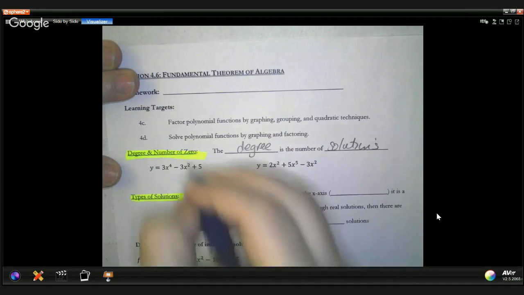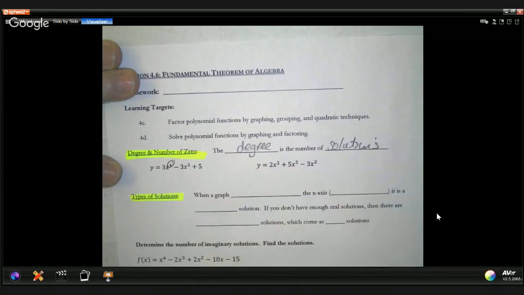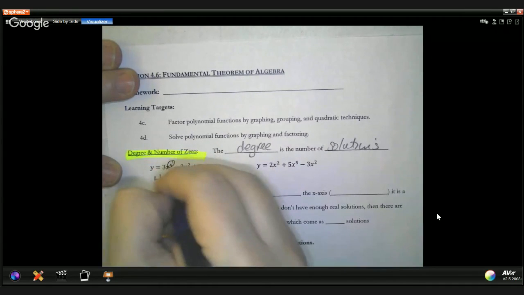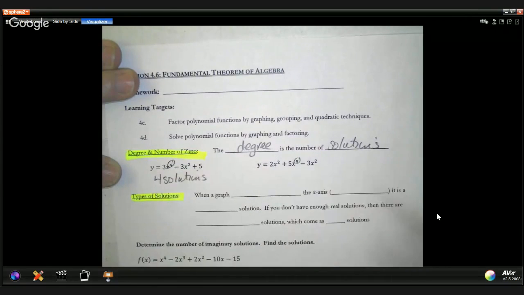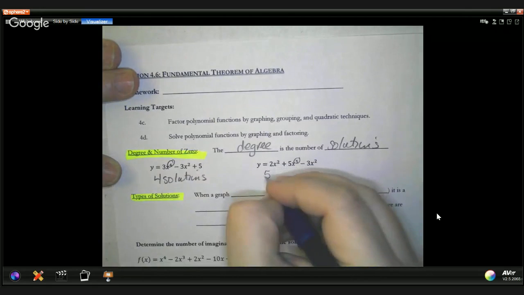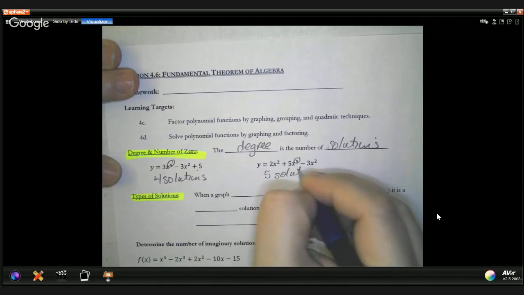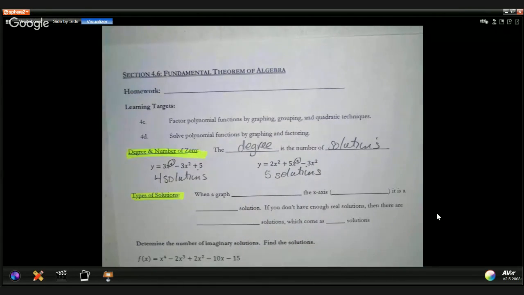So my degree for this problem is 4, so I should have 4 solutions. On this problem, my biggest degree is 5, so I should have 5 possible solutions. Now remember, sometimes you have the same solution twice, and that's when we will call it multiplicity 2, but you still would count that as a solution.